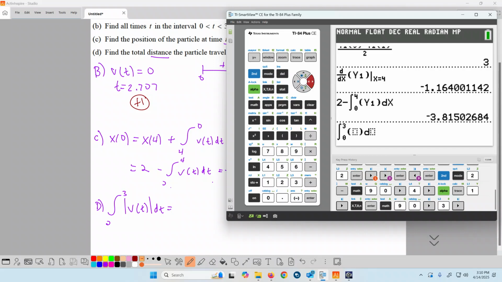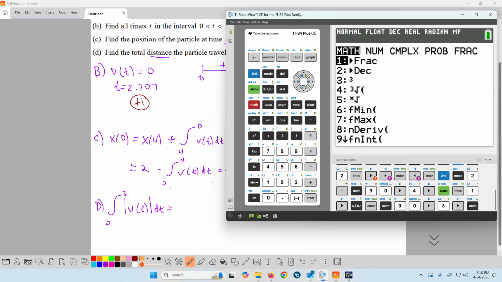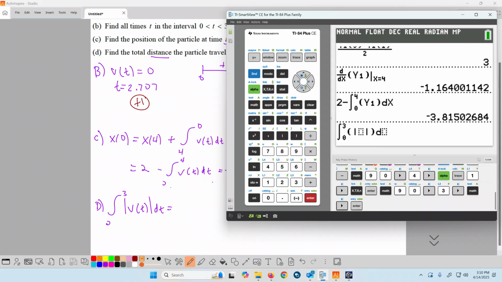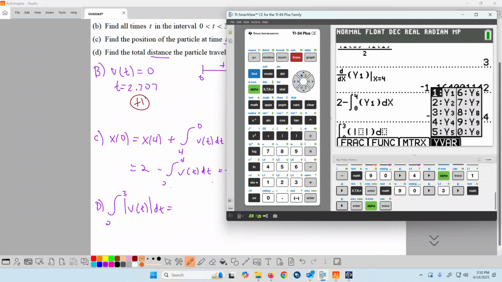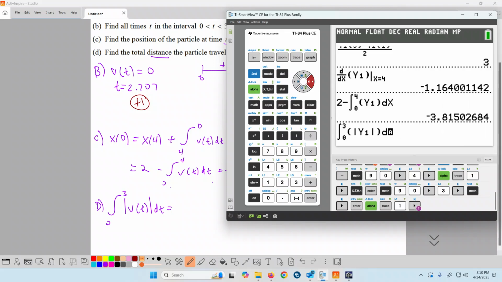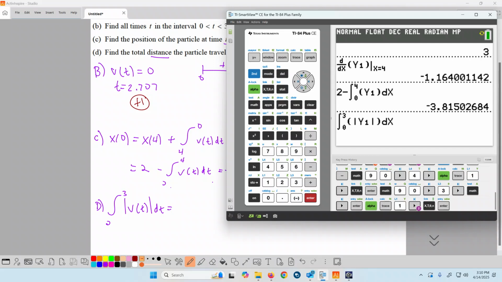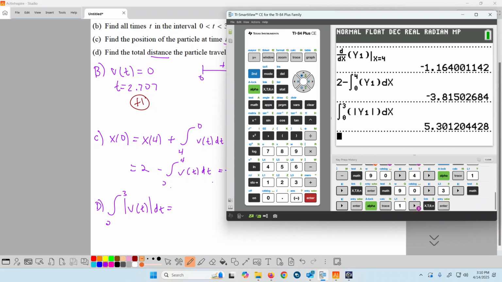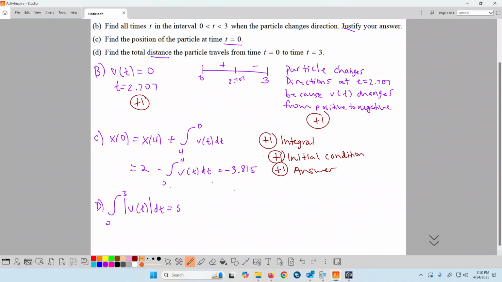So math 9, we go from 0 to 3. We know we're going to put that velocity function, but first let's hit math, numbers. You go to the right and select absolute value. In there you can put your y1, and then we put dx there, and awesome. Imagine doing this on our own. So 5.301, you guys might remember that. 5.301.